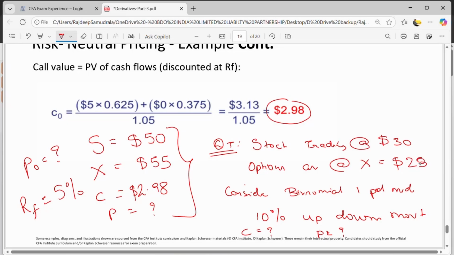And I'll make this 28. Okay, so this is $28, the exercise price. Consider a binomial one period model, 10% up down, and tell me the value of the call and the value of the put option. Start. The up move and down move are about 10%. 10% is always going to be the same for up and down. You can't take 10 up and 15 down. It's the same percentage up and down. They'll not change that. The probability will be different, but the up and down will be the same.